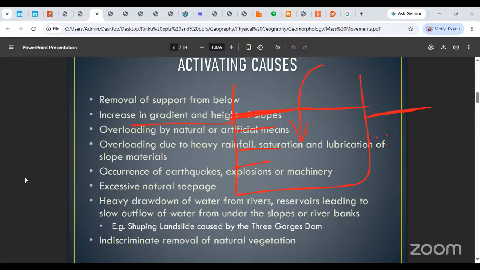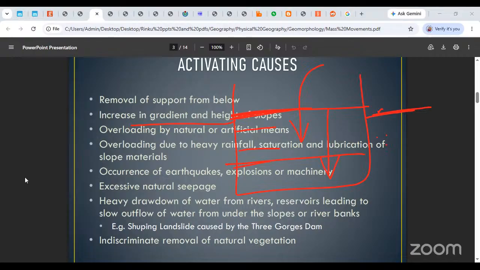Okay, we utilize that water, so that is called drawdown. The process of removing water from the reservoir for our purposes is called drawdown. So if there is a heavy drawdown from such dams or reservoirs, this level falls down. The groundwater has built up this level through natural means over a period of time. It is not going to fall down immediately with the rest of the reservoir, right?